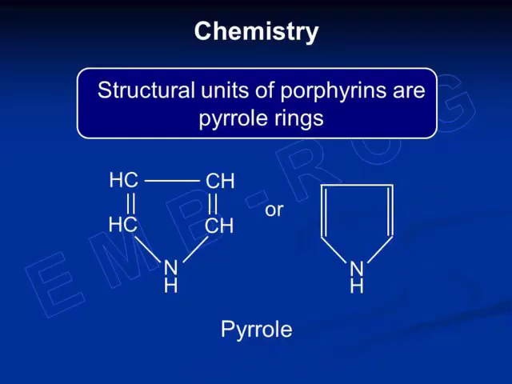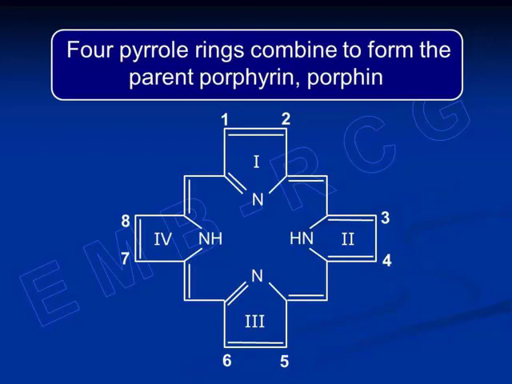Now, this is how a typical pyrrole will look. First of all, pyrrole we know is something like this, which is a 5-membered ring with an NH group here. Their formula was C4H4NH, if you remember. So 4 of such pyrrole rings will together join to form a porphyrin. And this is how the structure of porphyrin basically looks.